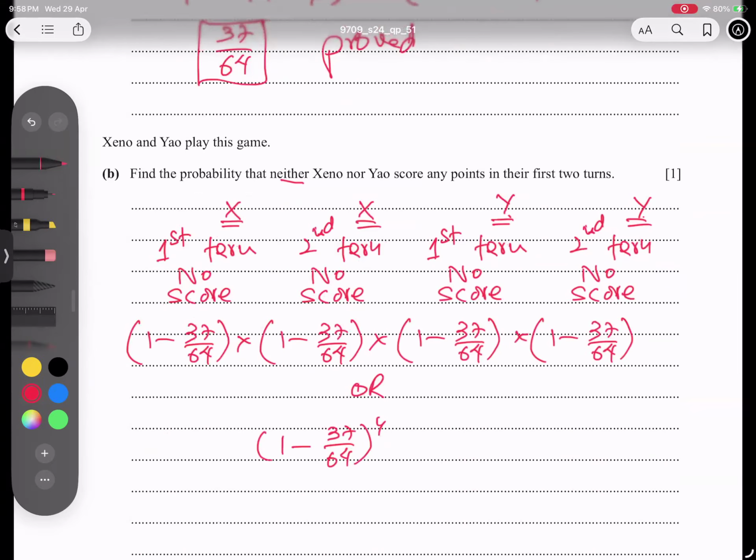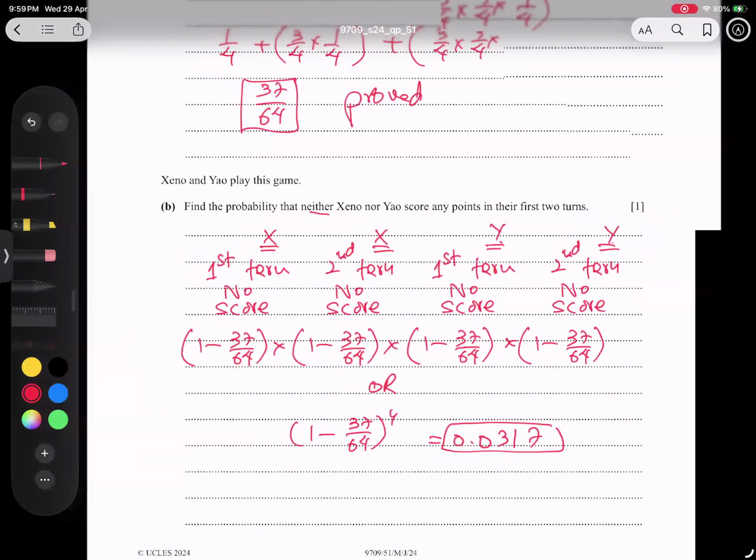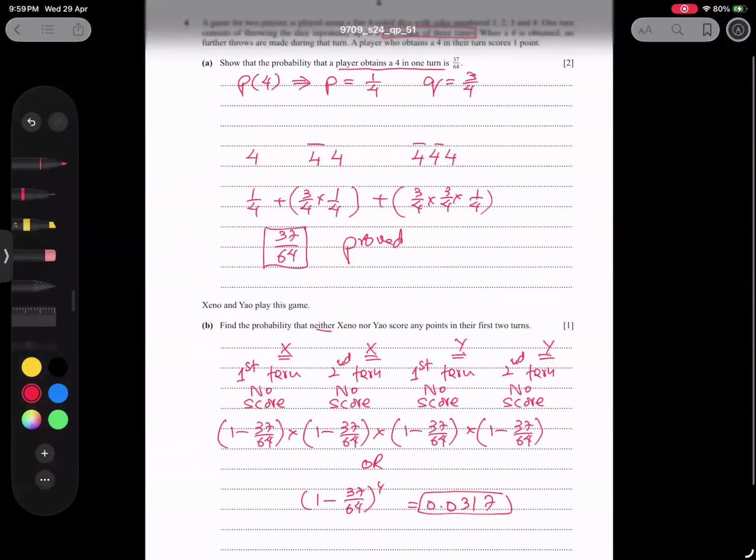is what I'm getting here, students. Let me check in the calculator. So the answer coming to me is 0.0317 after rounding to 3 SF. I hope the concept of the question is completely clear.